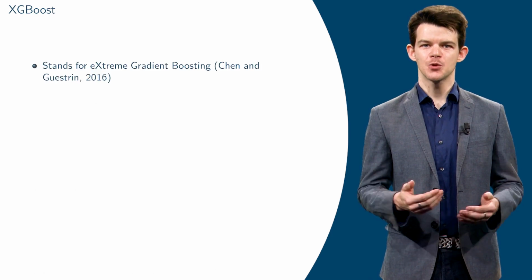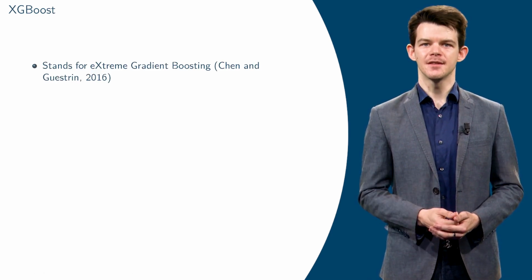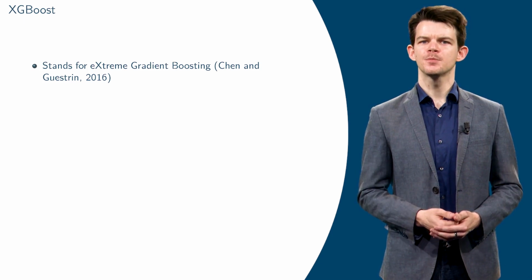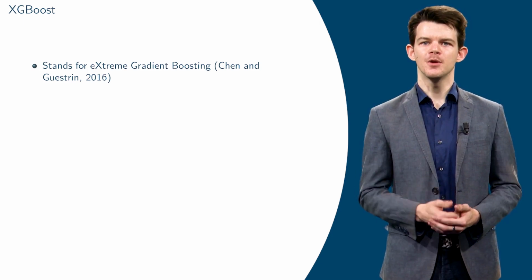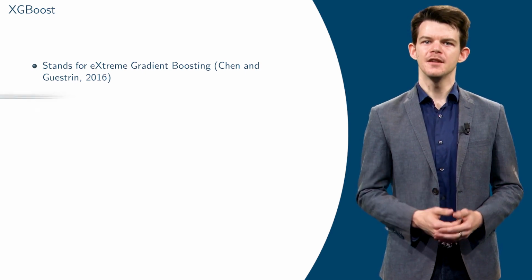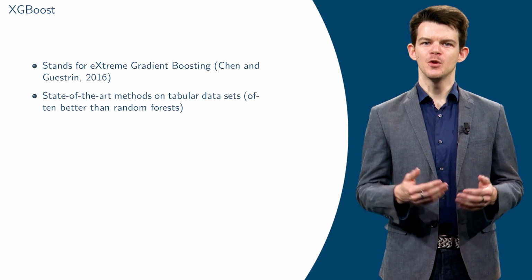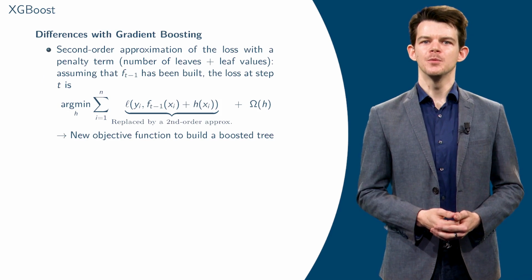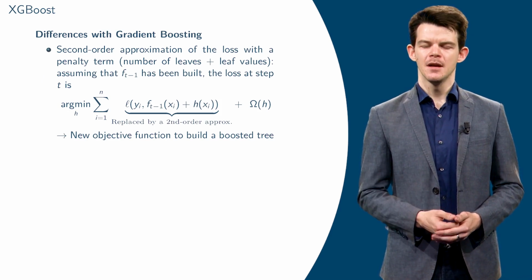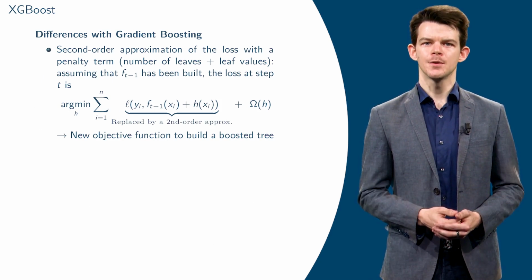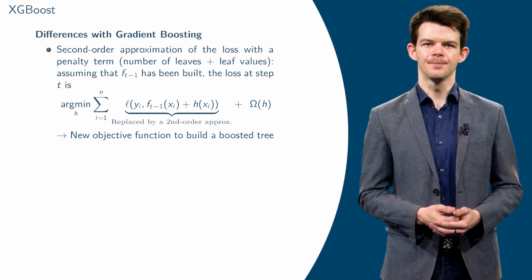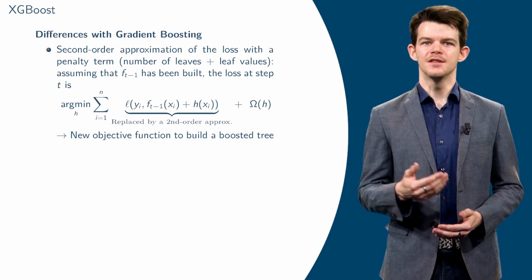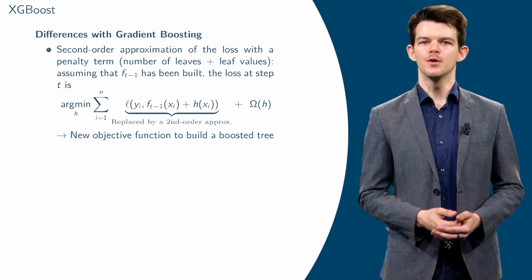A widely used version of tree boosting algorithm is XGBoost, Extreme Gradient Boosting, invented in 2016. This algorithm is currently one of the most powerful versions of boosting, both in terms of computational speed and predictive performance. It is a state-of-the-art algorithm on tabular data, often with better predictive performances than random forests. A first difference with the classical gradient boosting lies in the choice of the optimal tree. This choice is guided, as we have seen, by a first-order approximation in the classical algorithm, whereas a second-order approximation is used in XGBoost.